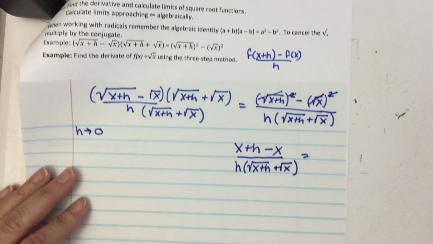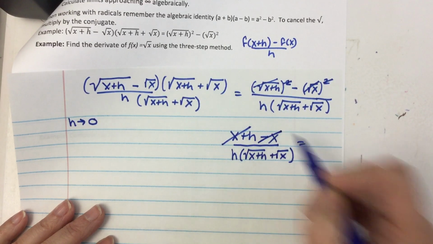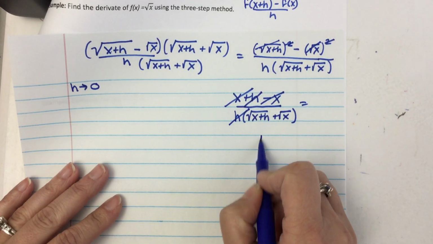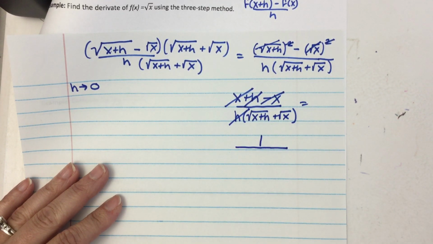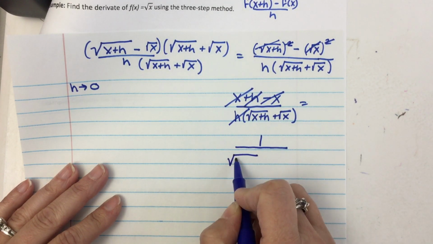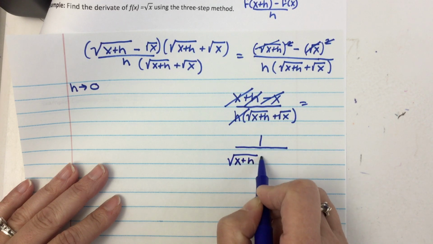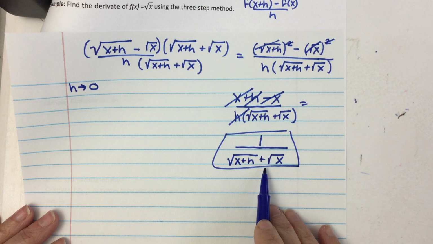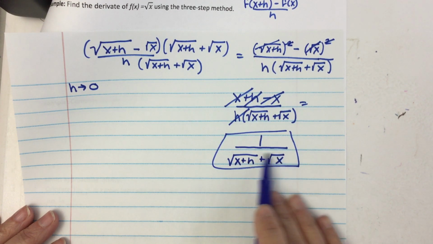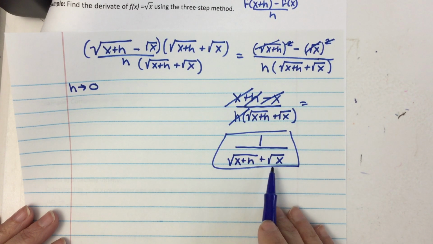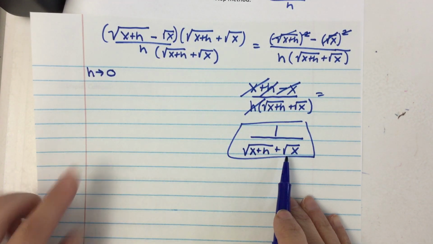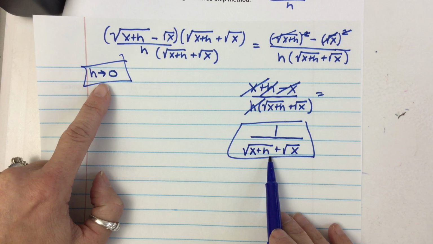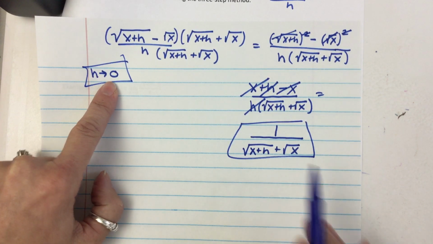Now when I go to simplify, x and a negative x cancel. h cancels h. So what I end up with is 1 on the top because everything on the top canceled. Bottom, square root of x plus h plus the square root of x. You can leave it like this. Yes, I know you have square roots on the bottom, but you're not done yet. This is just step 1. Step 2, you have to go ahead and calculate the derivative knowing that the horizontal distance is approaching 0.